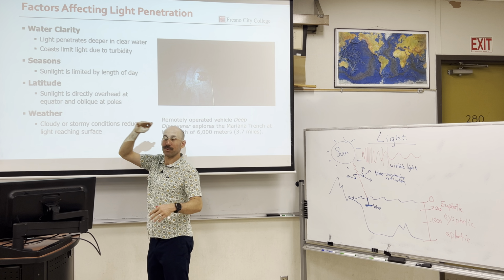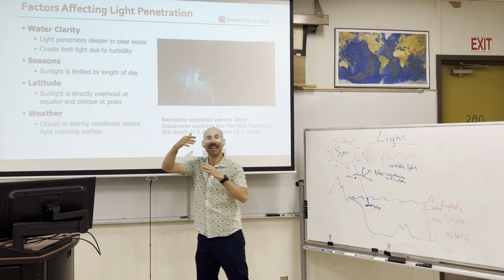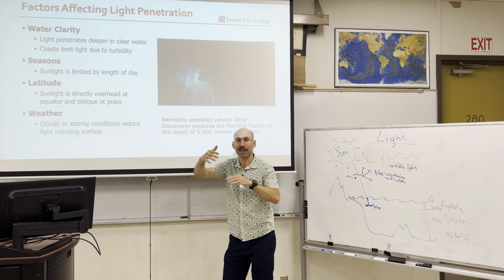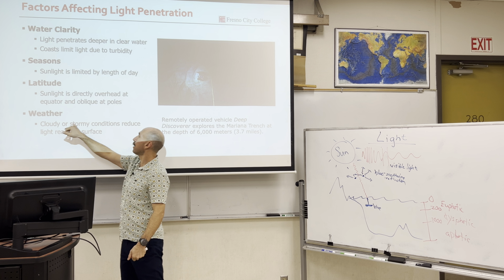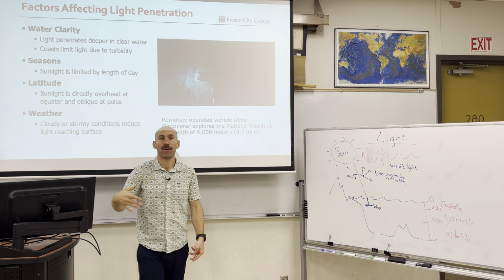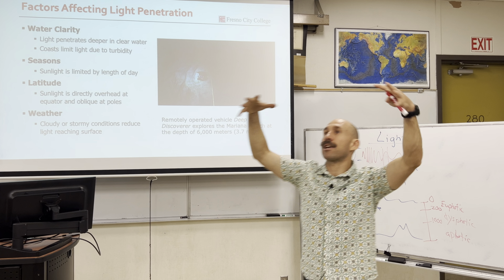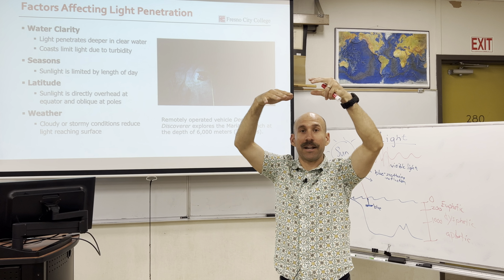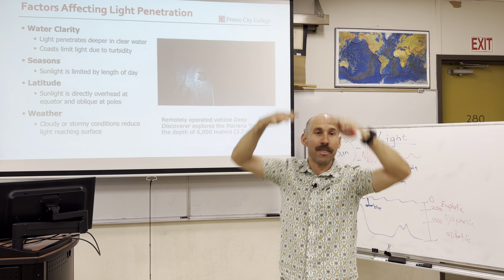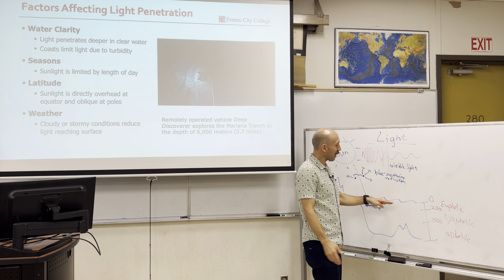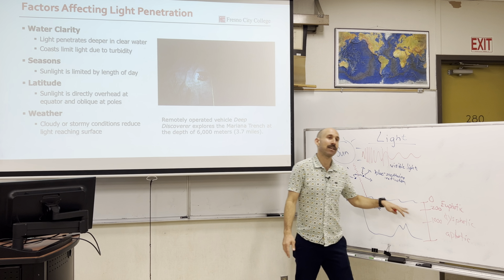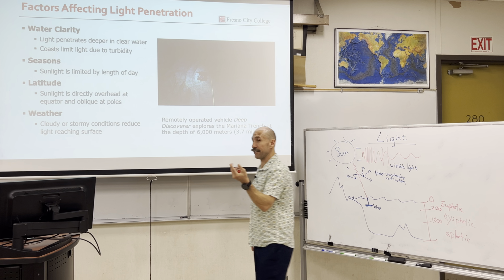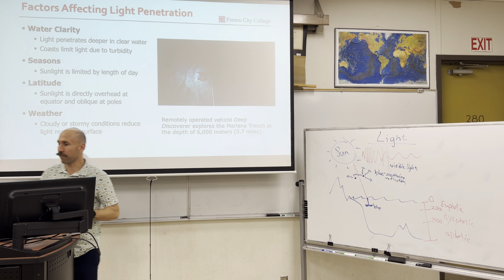Seasons are going to be between the North Pole and the equator where the length of day actually decreases or increases. And then finally, last but not least, you've got weather. If the storms come in and it's cloudy and overcast, they're going to block the light out, thereby affecting how much light makes its way to the ocean, thereby affecting primary productivity, ocean temperature, density, so on and so forth, all of those good things.